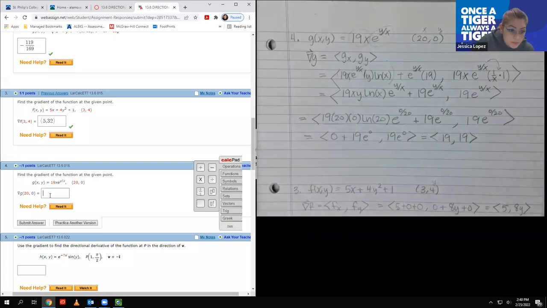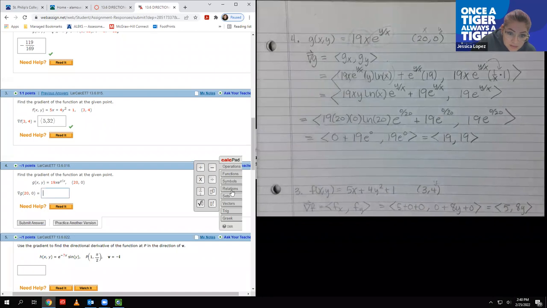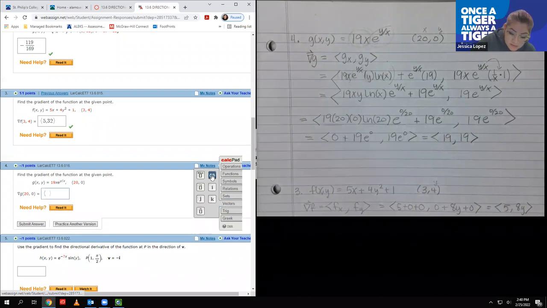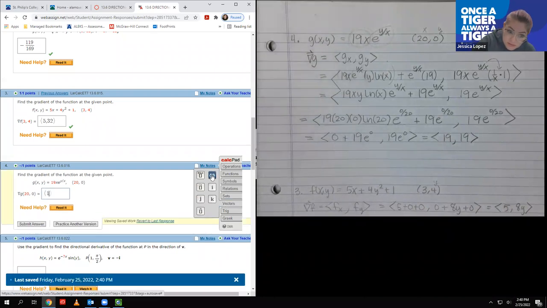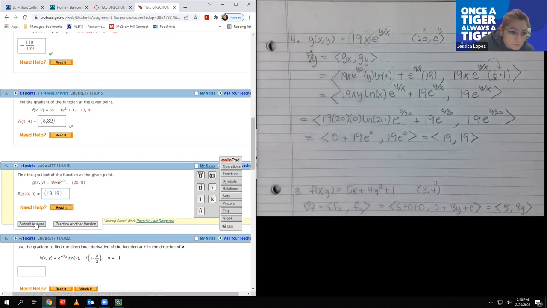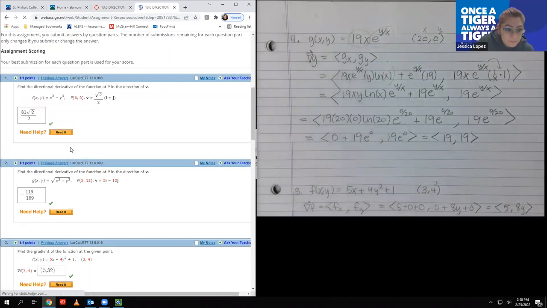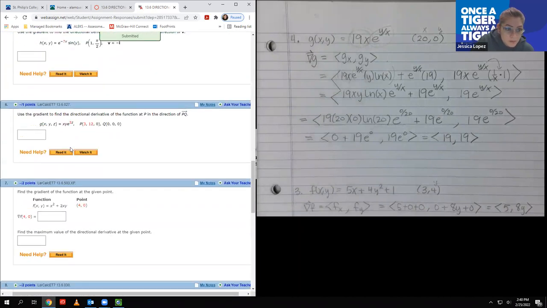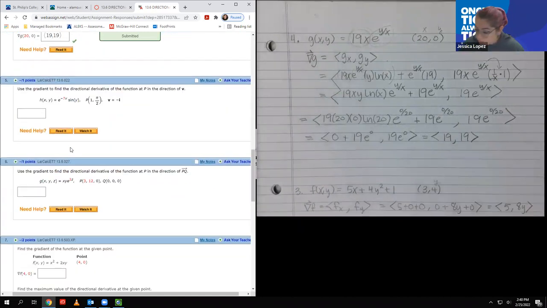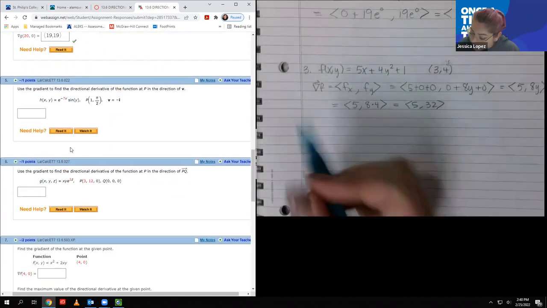And so let's see what we get there. Vectors, and then this, what did I get? 19 comma 19. Okay, so far so good. We're almost halfway through. Now number five.